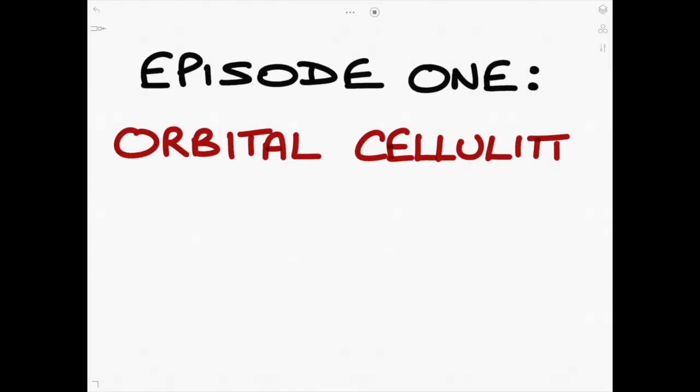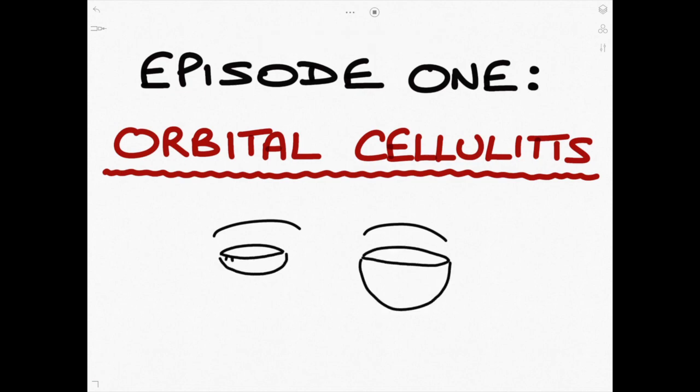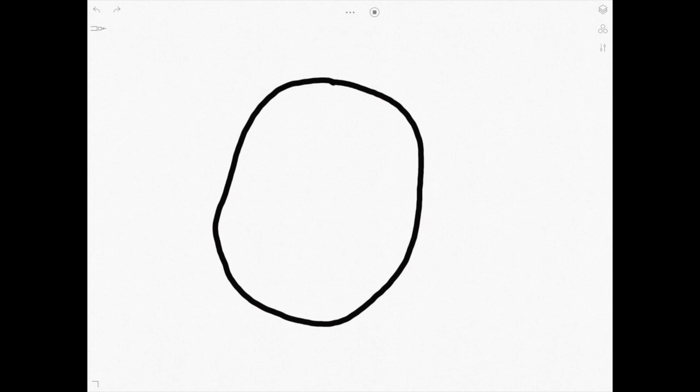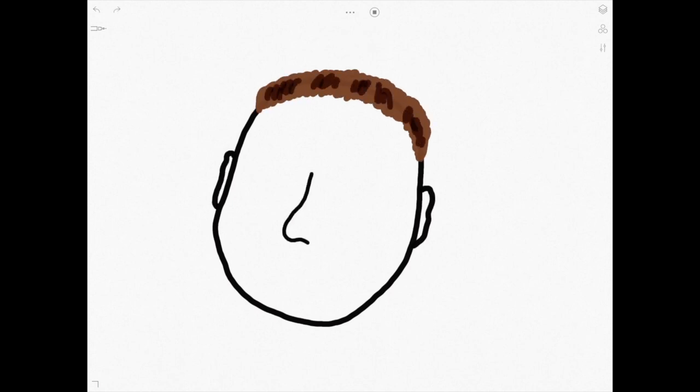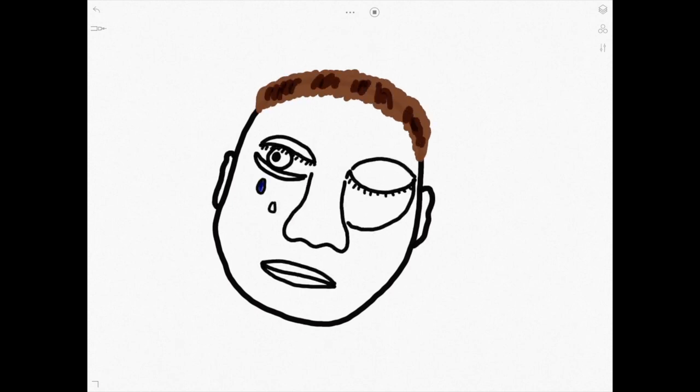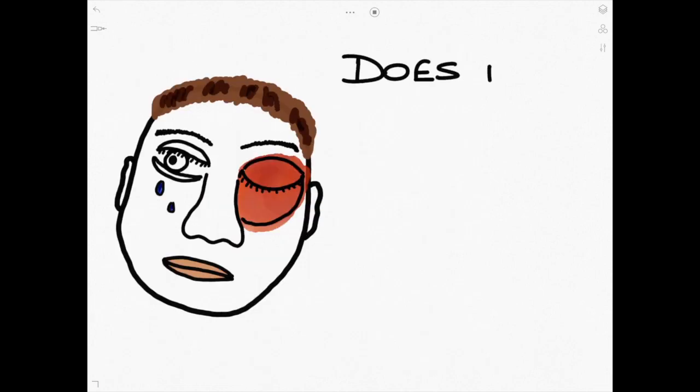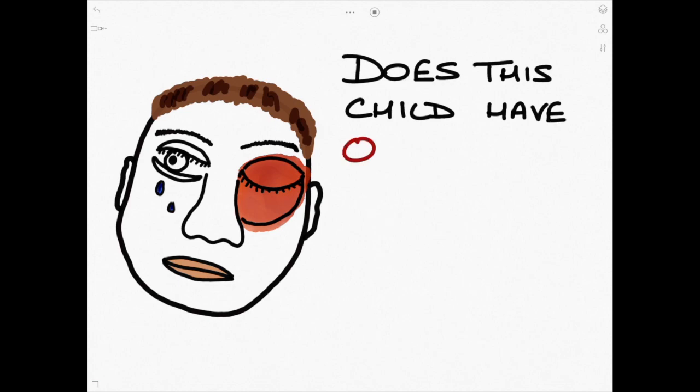Today we'll be discussing orbital cellulitis, quite a common condition that we often see in the pediatric population. So let's take the scenario. A child comes into hospital with a unilateral swollen eye. The question that should immediately come to mind is, does this child have orbital cellulitis?